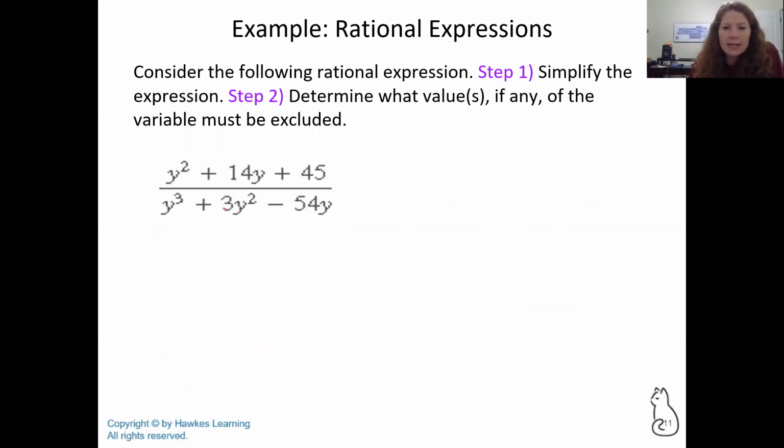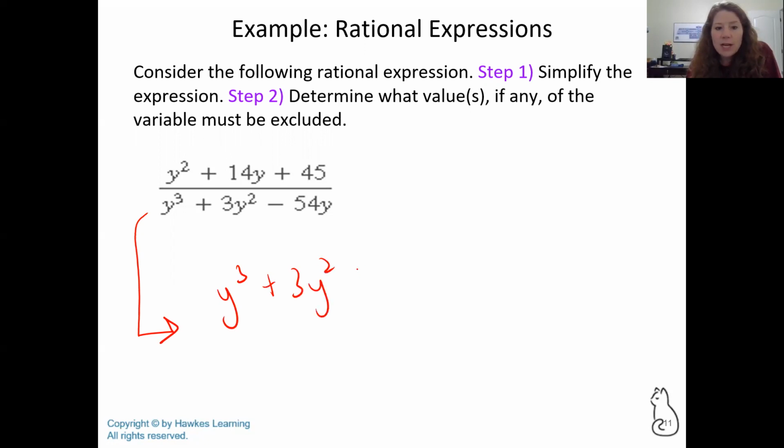All right, so our restrictions, let's look at our denominator. y cubed plus 3y squared minus 54y. So we're going to factor out a y.